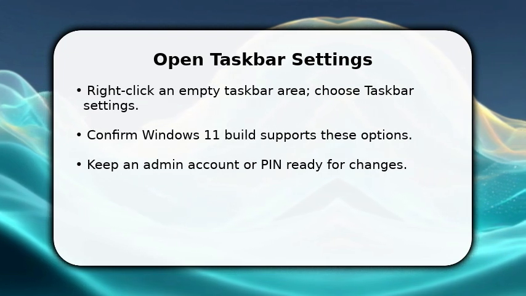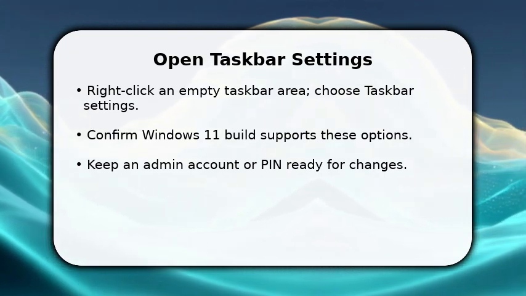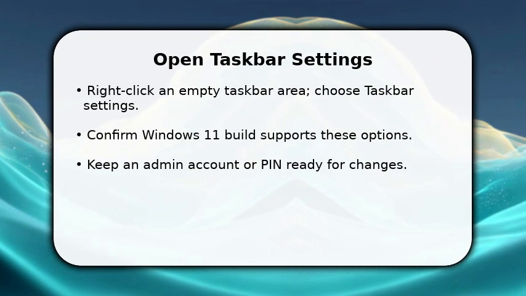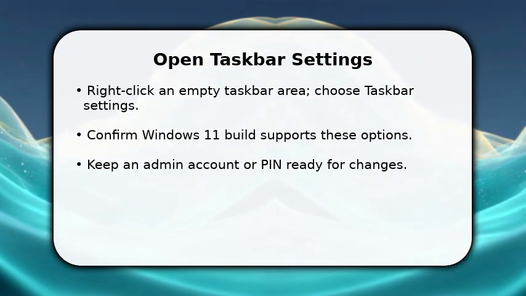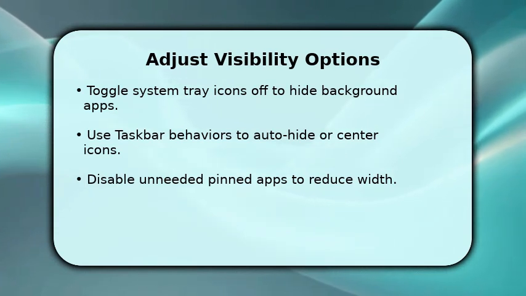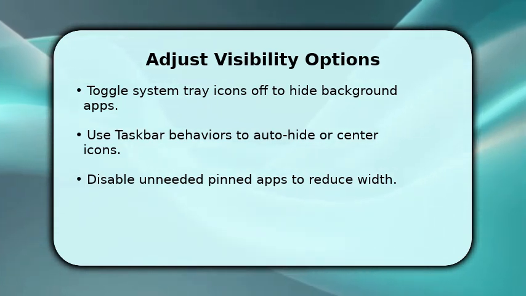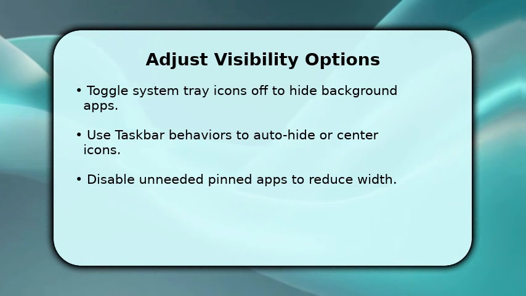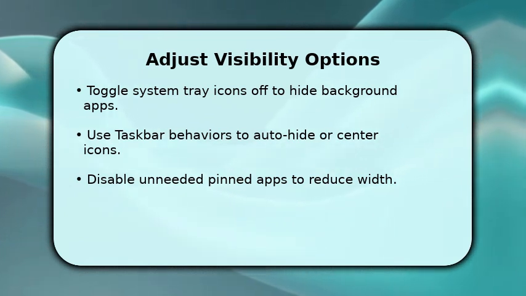The why is efficiency. Minimizing clutter reduces distractions and frees screen space for active windows and apps. You'll now adjust visibility to minimize the taskbar. First, toggle off unnecessary system tray icons so background apps don't occupy space.